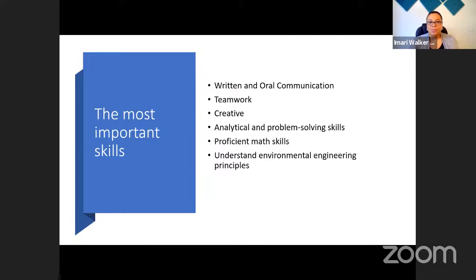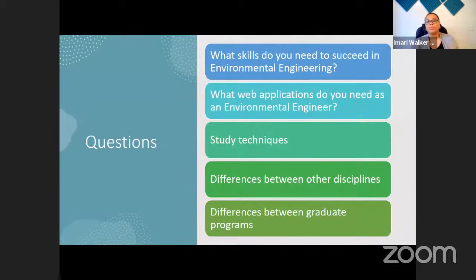Next. What web applications and tools do you need to be an environmental engineer?